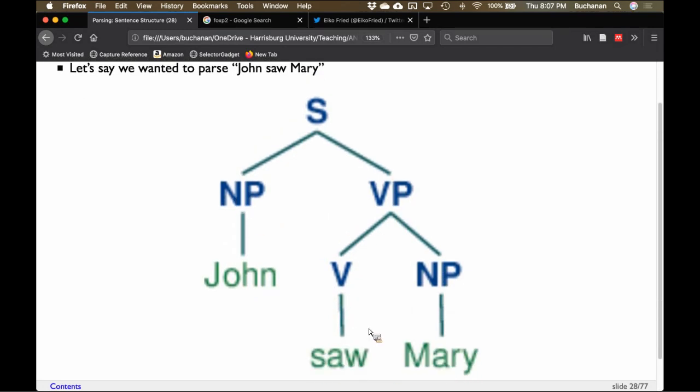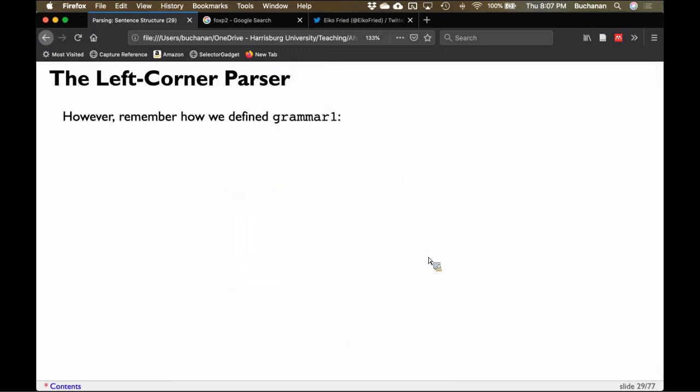Let's say we're looking at this now. I was like, why is there just a picture here? Let's say we're looking at this sentence, John saw Mary. A very simple sentence that's three levels deep and has a noun phrase, a verb phrase, and a second noun phrase. Okay.